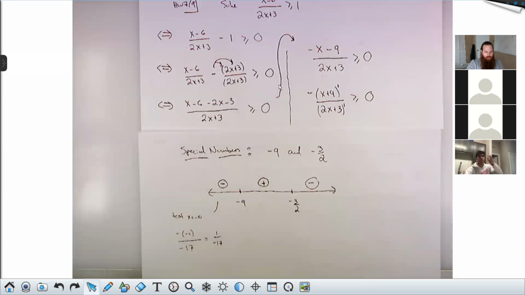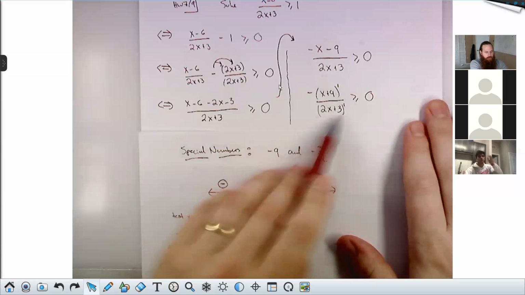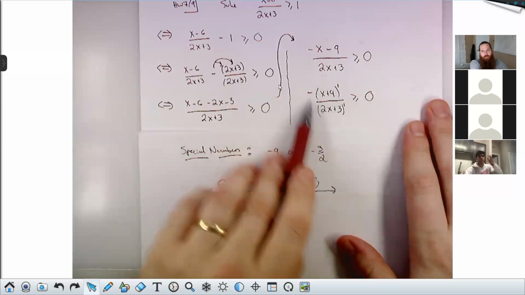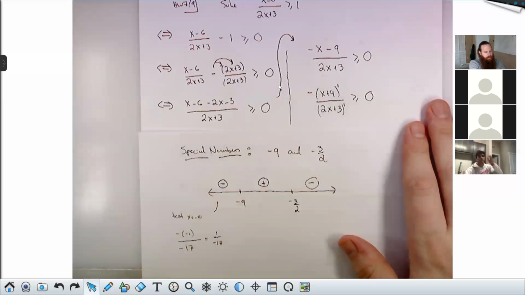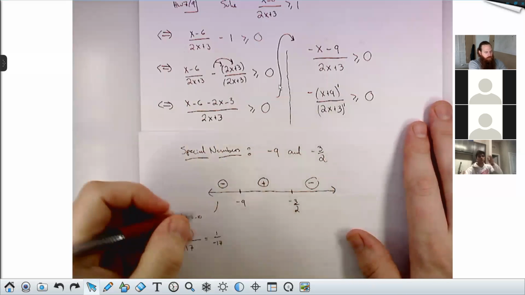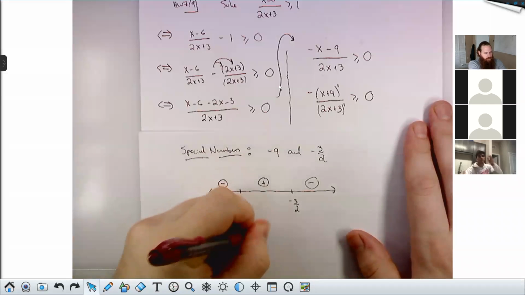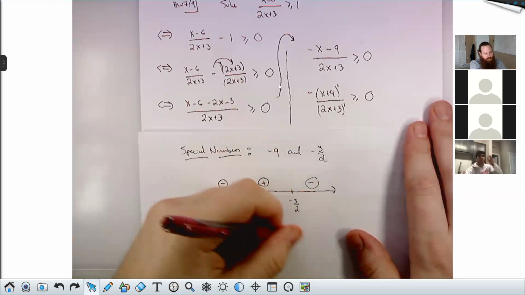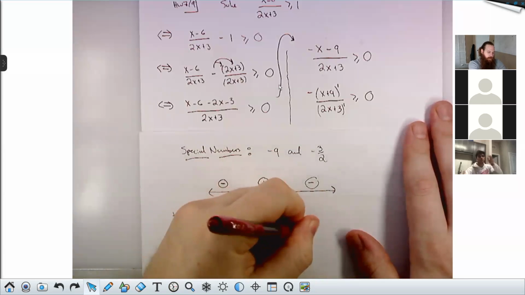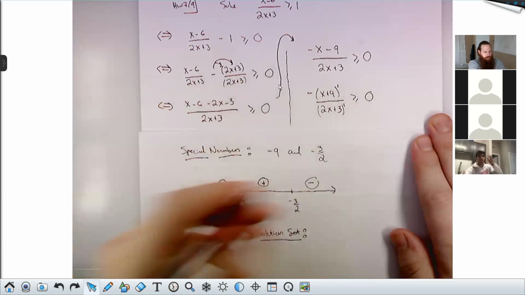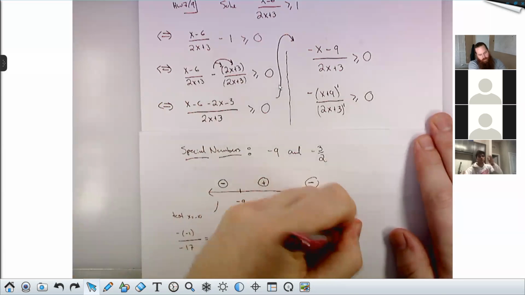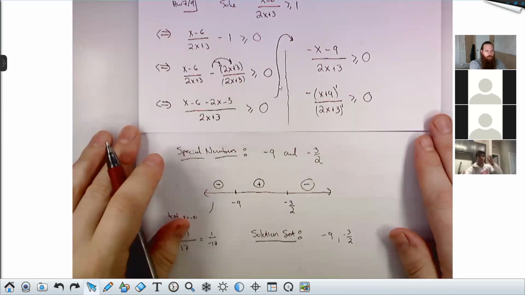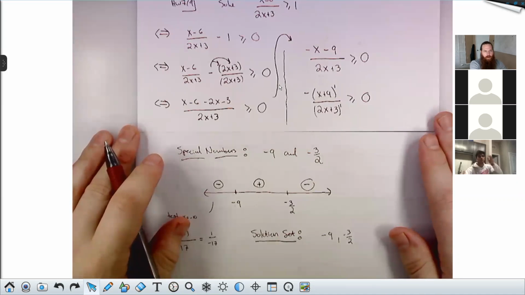Yeah, the plus stuff, because I'm asking, where is this stuff greater than or equal to 0? That means I'm asking, where is this stuff positive or equal to 0? So it's the middle region that will be giving me my solution. So the solution set, this is an inequality, it's not just one number, it's a set of numbers, is the interval -9 to -3/2. And the last thing I need to do is ask whether I should use parentheses or brackets.